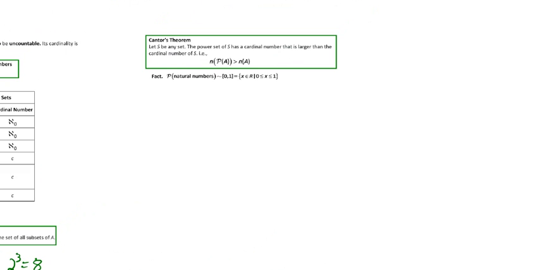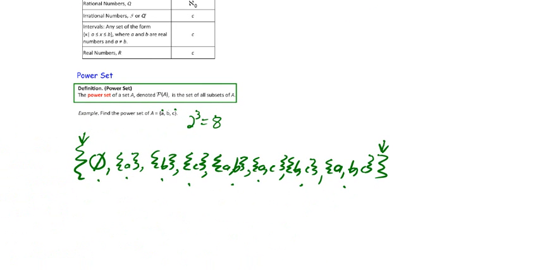Cantor's theorem, so it says let S be any set, the power set of S has a cardinality that is larger than the cardinality of S. So it's just saying if you take the cardinality of your power set, it's going to have a bigger cardinality than the original set, which is shown here in this example because the cardinality of my set here was 3, but the cardinality of this set, there are 8 things in there. So it has a cardinality of 8. So it's just saying that this number should always be bigger than that one.